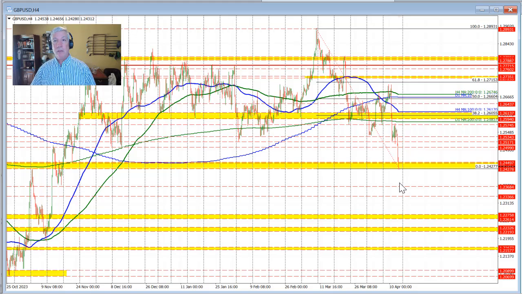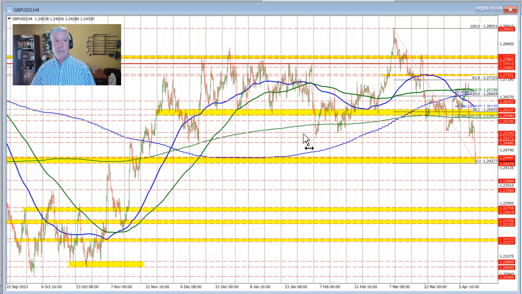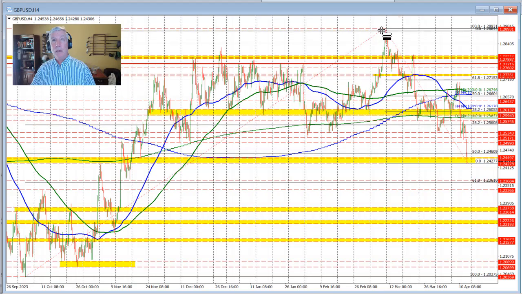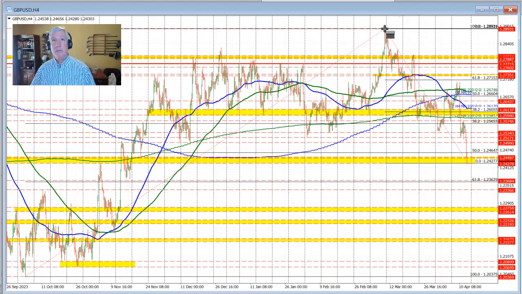If we move below that level, it opens the door for further downside. Just for fun, I'm going to put a Fibonacci retracement of this move to the upside to see where we stand from a Fibonacci retracement of this longer term move. And we did break below the 50% retracement of that move to the upside. That level comes in at 1.25. I'm glad I put this on there.